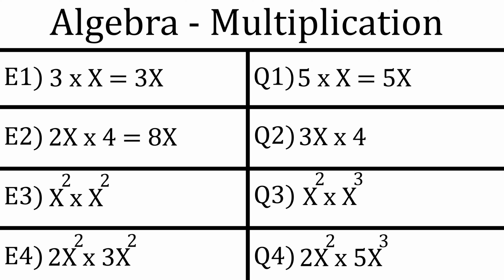So question number 2, if you want to pause the video and give it a go, you're completely welcome. So 3x times 4. So assuming everyone's had a chance to give it a go if they want to, 3x times 4 is going to give us 12x, because we take the 3 and the 4, we times them together, and then we just keep the x as is.